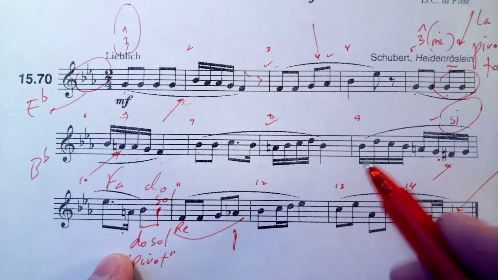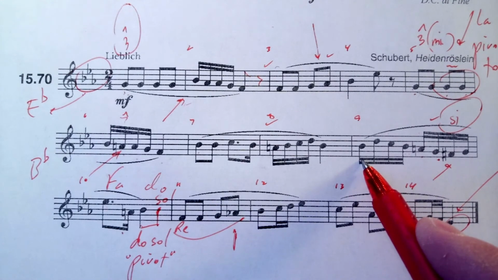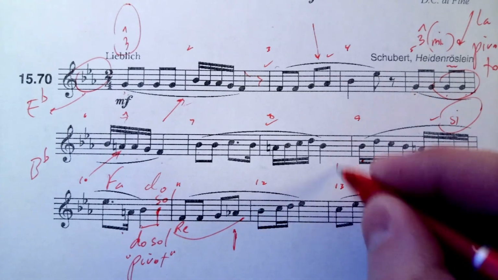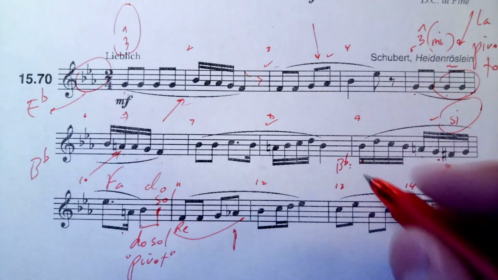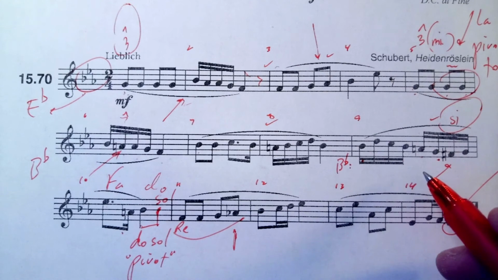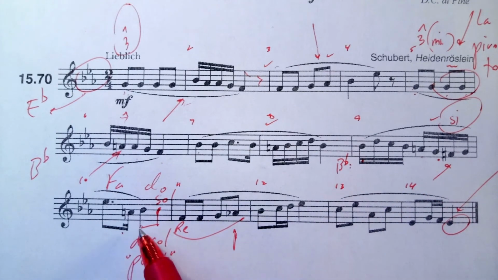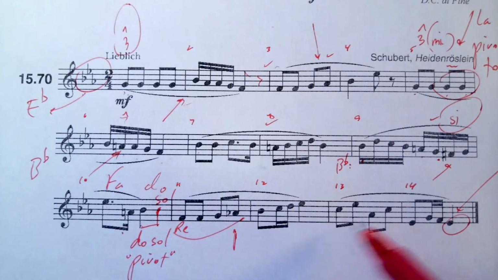Let's practice this. Let's go back to measure 9. Do, mi, re, do. Again, we're in the key of B flat major here. Do, mi, re, do, ti, la, si, la. Fa, ti, do, sol. Re, mi, fa, sol, la, ti, do.